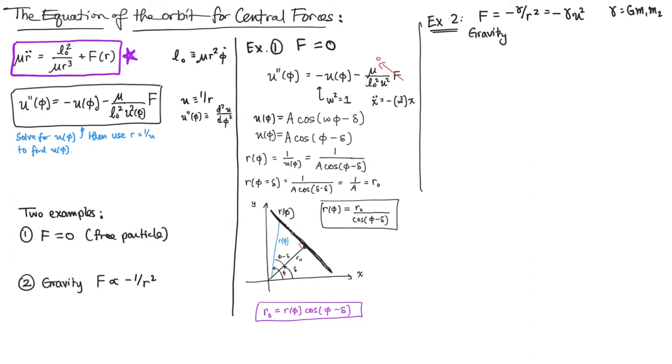Okay, so now we come back to that equation for the shape of the orbit, u double prime with derivatives with respect to phi, and we make use of this here. So we have u double prime of phi equals minus u minus mu over L naught squared u squared times the force. And the force is minus gamma u squared. So that's kind of interesting. These u squareds cancel, minuses turn to pluses, and our differential equation looks like the following.